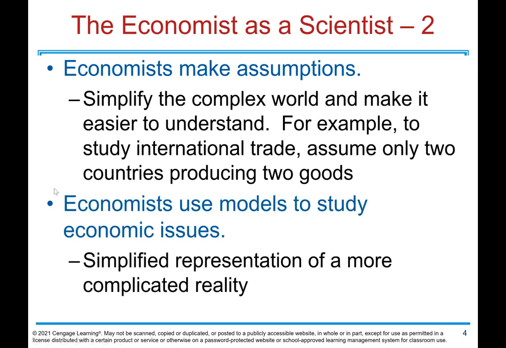Economists make assumptions. Assumptions simplify the complex world and make it easier to understand. For example, to study international trade, scientists assume only two countries producing two goods. Economists use models to study economic issues. A model is a simplified representation of a more complicated reality.